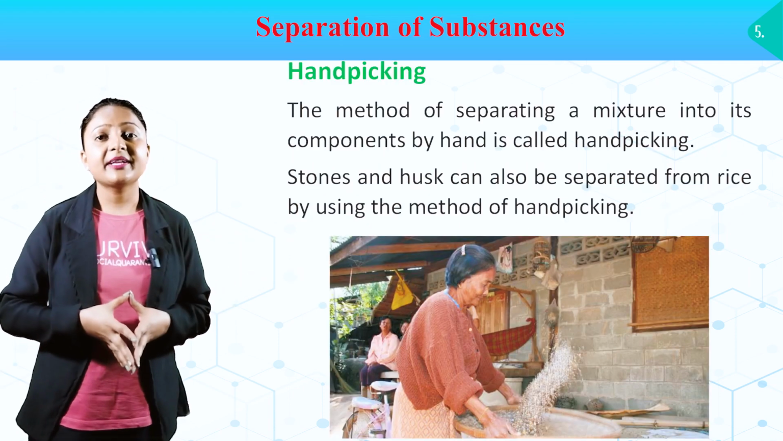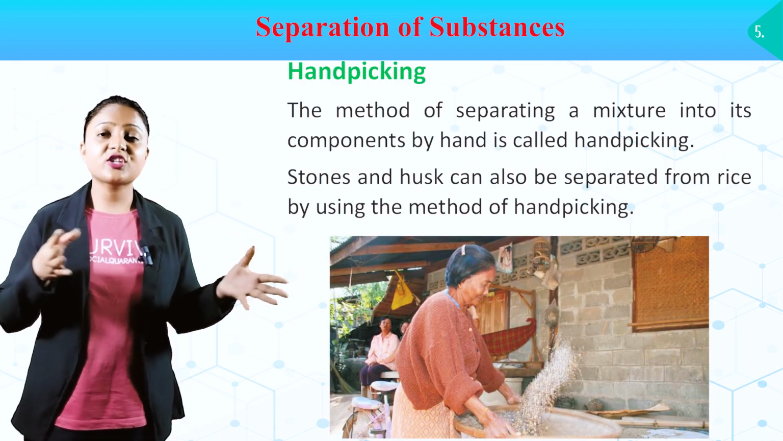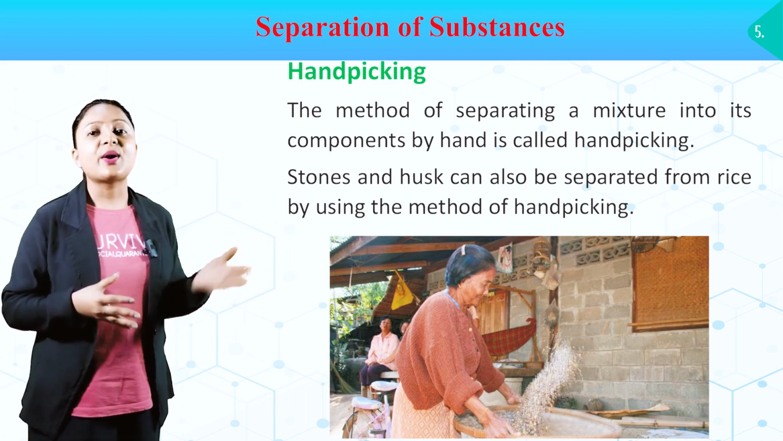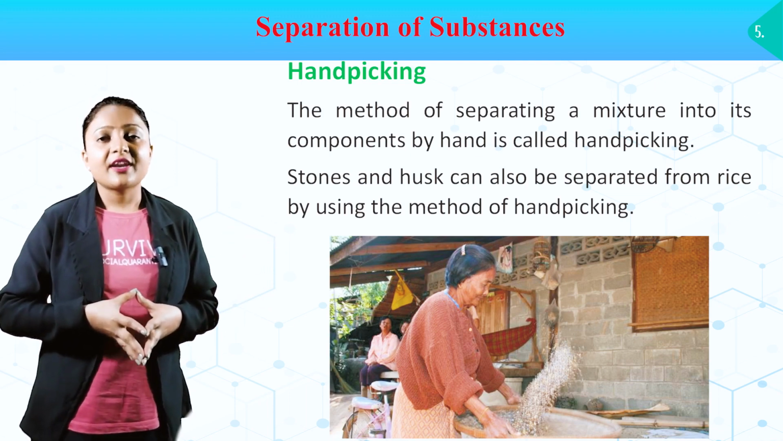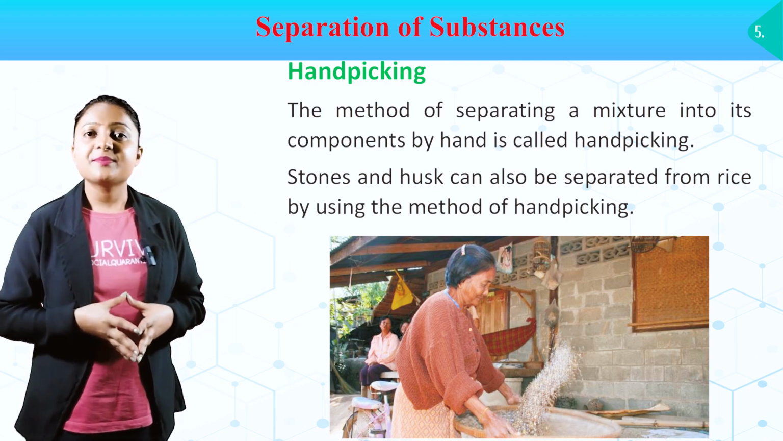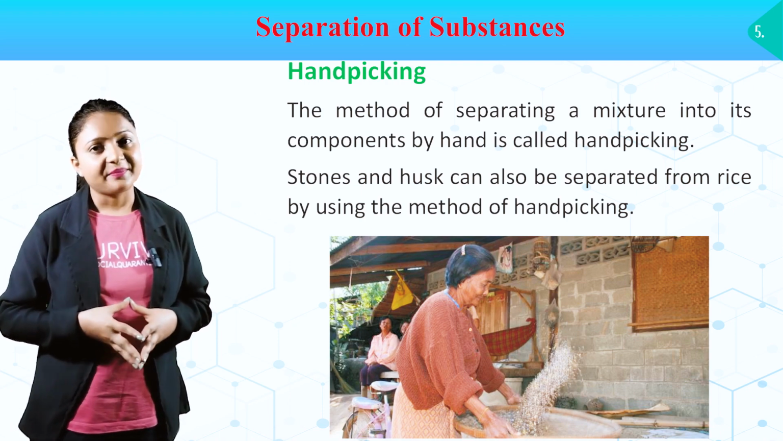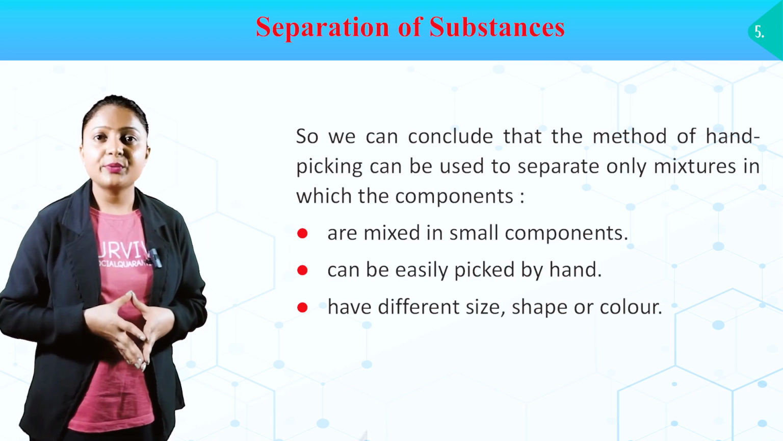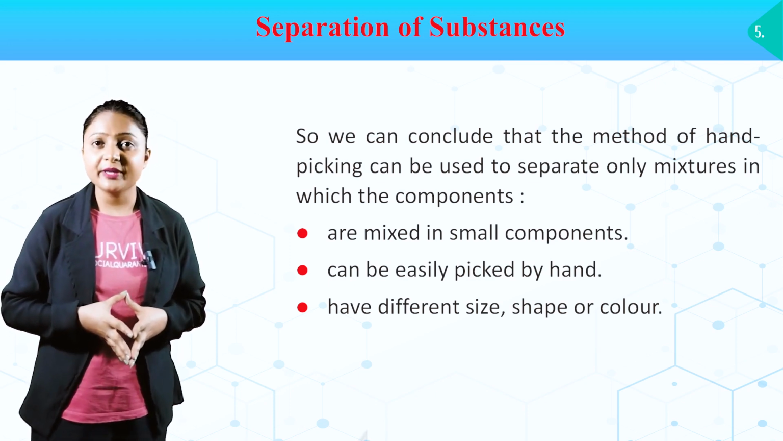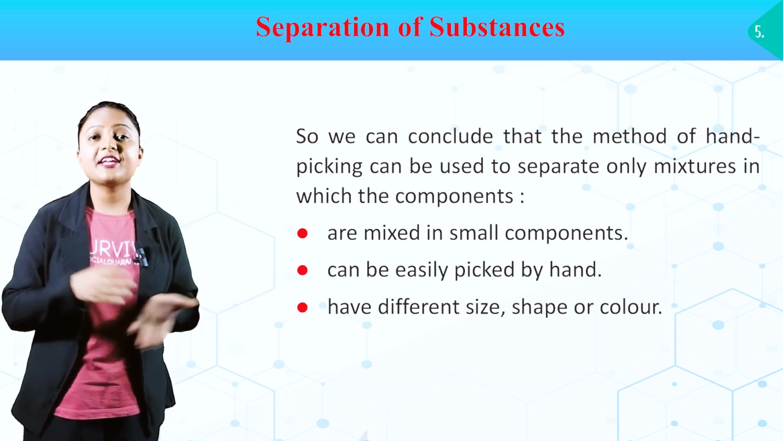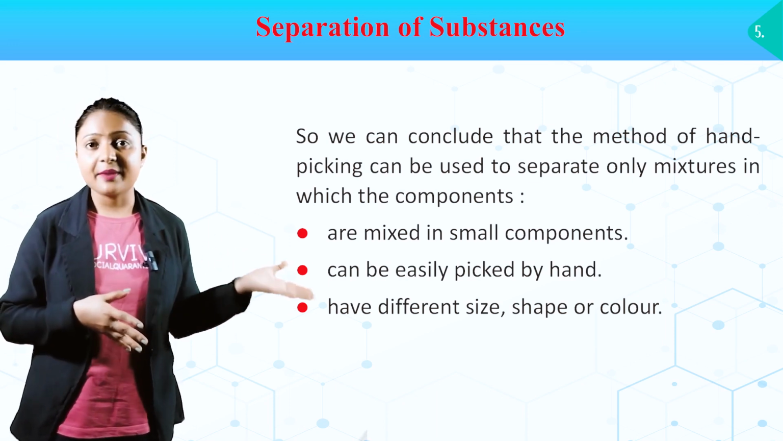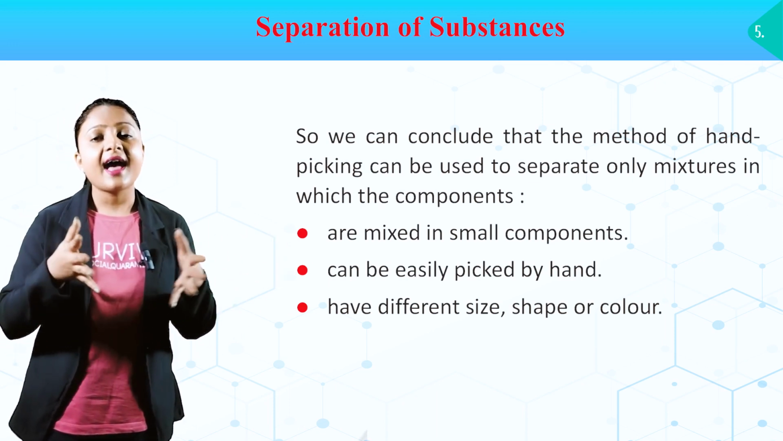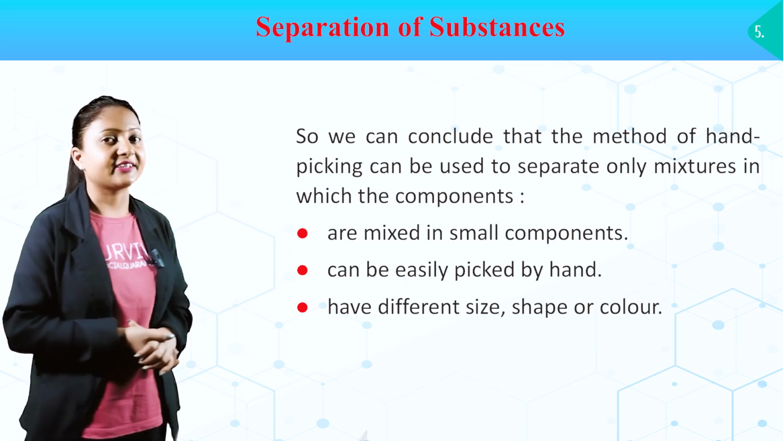Handpicking. The method of separating a mixture into its components by hand is called handpicking. Stones and husks can also be separated from the rice by using the method of handpicking. So we can conclude that the method of handpicking can be used to separate only mixtures in which the components are mixed in small quantities, can be easily picked by hand, and have different size, shape or color.